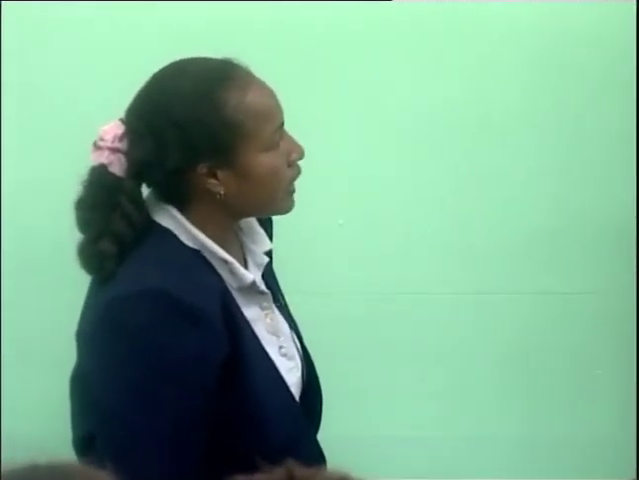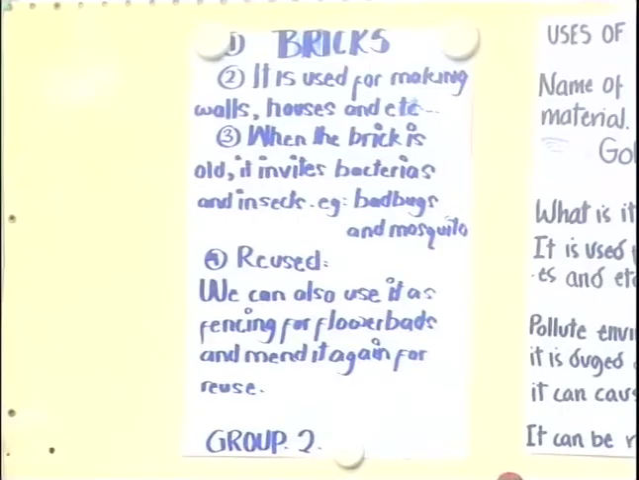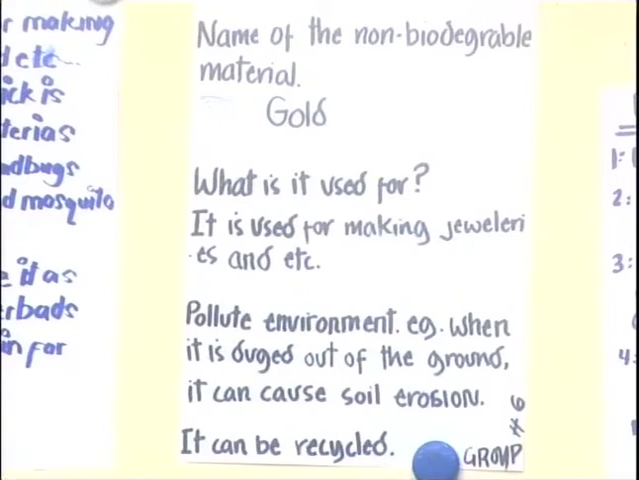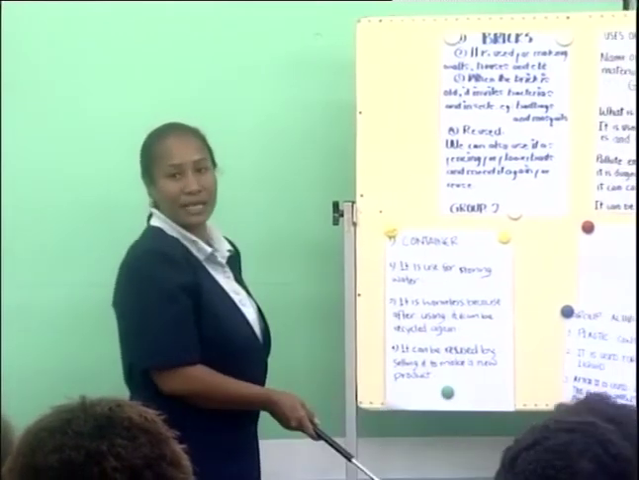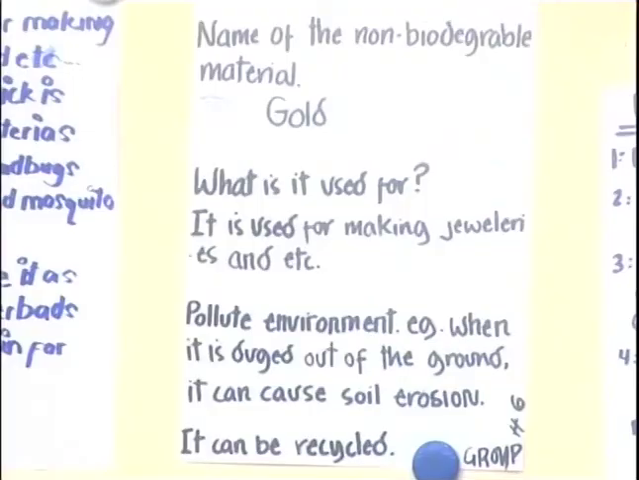Now, our question 2 says, what is it used for? And many of you have written good answers. The brick, when the brick is old, or it is used for making walls, houses, and so forth. Gold, let's see gold. It is used for making jewelry. Receiving students, did you think of gold? I hope you have the same answer as the group in the model class for its uses.